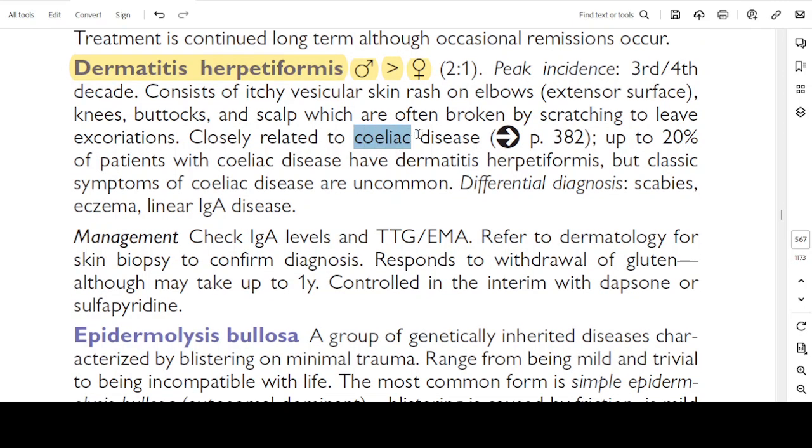Closely related to celiac disease. Up to 20% of patients with celiac disease have dermatitis herpetiformis, but classic symptoms of celiac disease are uncommon. Differential diagnoses include scabies, eczema, and linear IgA disease.